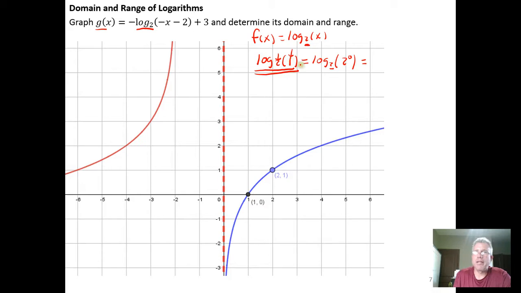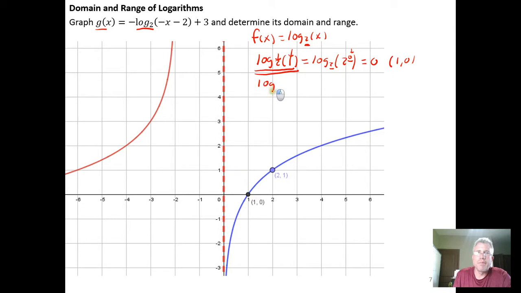So if 1 is 2 to the 0, 2 to the 0 equals 1, then the output of the log function is going to be the exponent every time. And this gives you an ordered pair on the graph. When you input 1, which is the same as 2 to the 0, the output is the exponent.